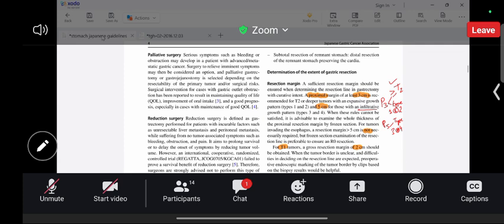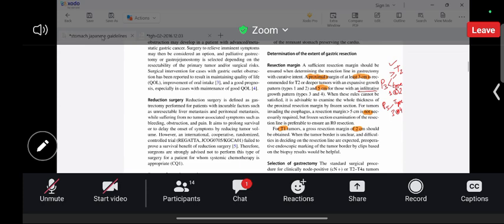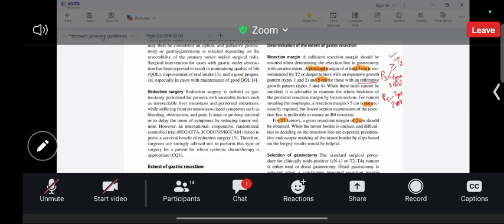For tumors invading the esophagus, a resection margin of more than 5 centimeters is not needed. Previously, it was suggested that if the esophagus is involved, we should take more than 5 centimeters. Now this is not the norm. We have to take adequate margins and send it for frozen.